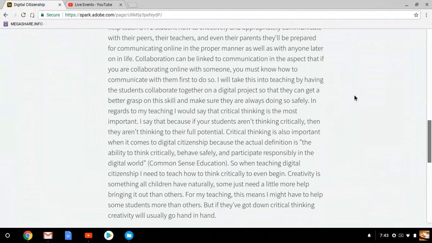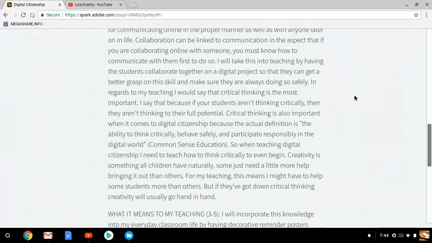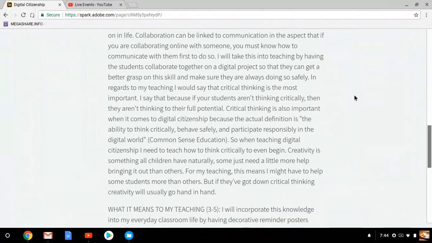Collaboration can be linked to communication in the aspect that if you're collaborating online with someone, you must know how to communicate with them first to do so. I will take this into teaching by having the students collaborate together on a digital project so they can get a better grasp on this skill and make sure they're always doing so safely.